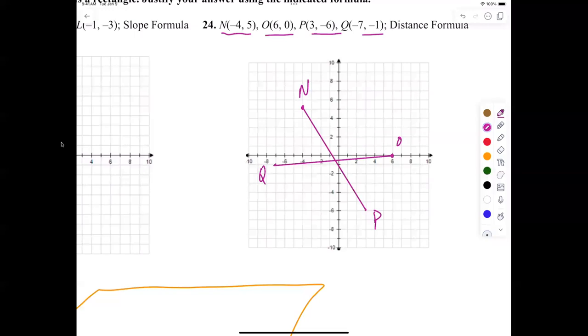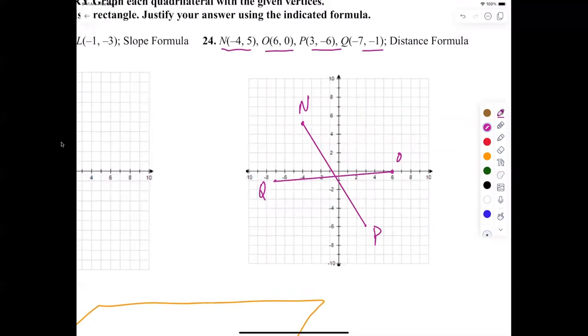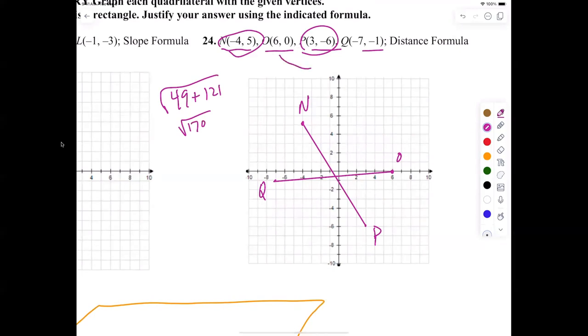And so NP, right? If I'm looking at NP, I'm subtracting the X's. -4 minus 3 is 7. 7 squared is 49. Plus 5 plus 6 is 11. 11 squared is 121. So that's the square root of 170. Is that what you got? Yes or no? You agree? No, I did it. I'm okay now, but all I care is you understand now. Right? That's all I care about you. And now I'm going to check OQ.